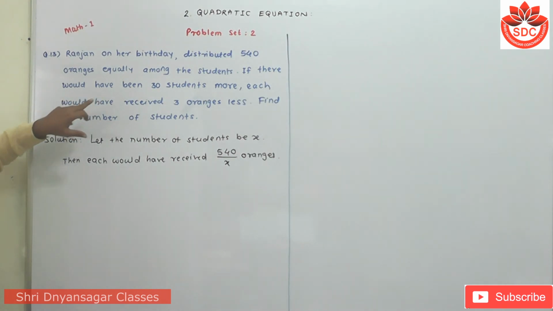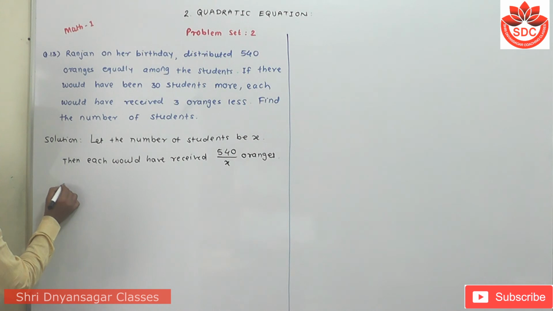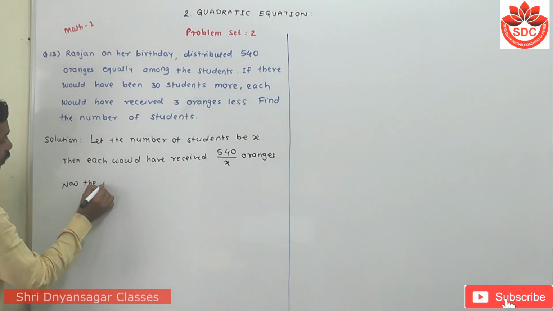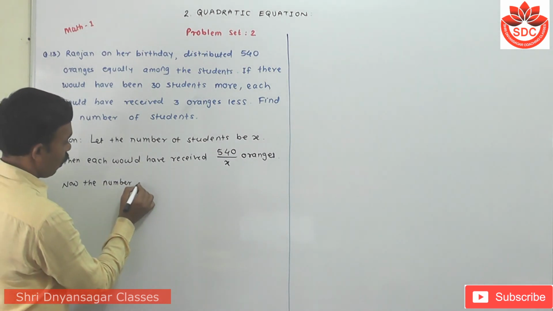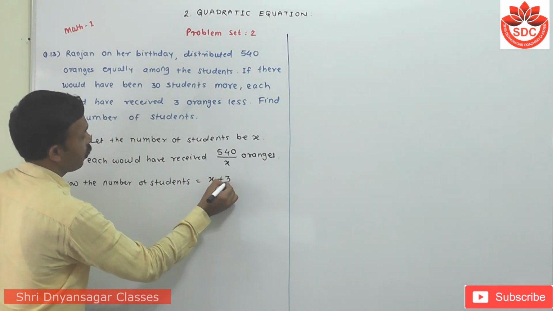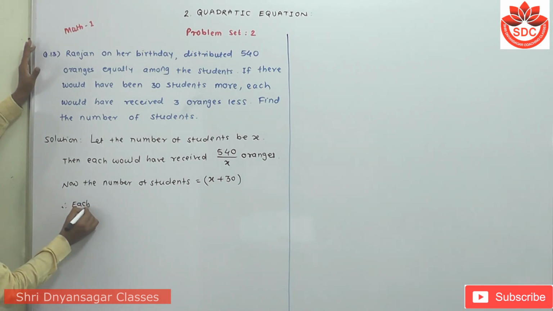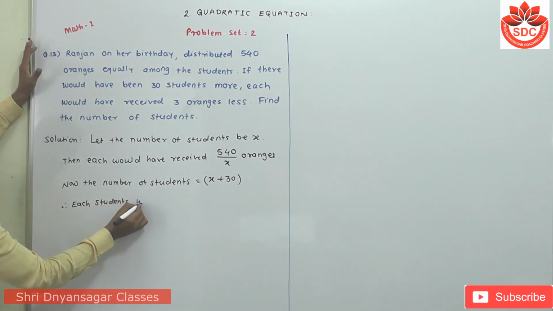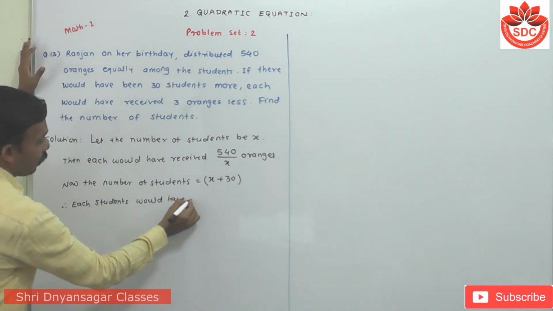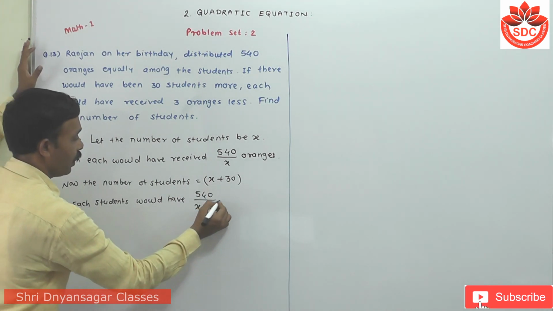Then the number of students. There would have been 30 students more, means that now the number of students is x plus 30. Then how many oranges does each student receive? We have to find out. Therefore each student will have 540 upon x plus 30 oranges.